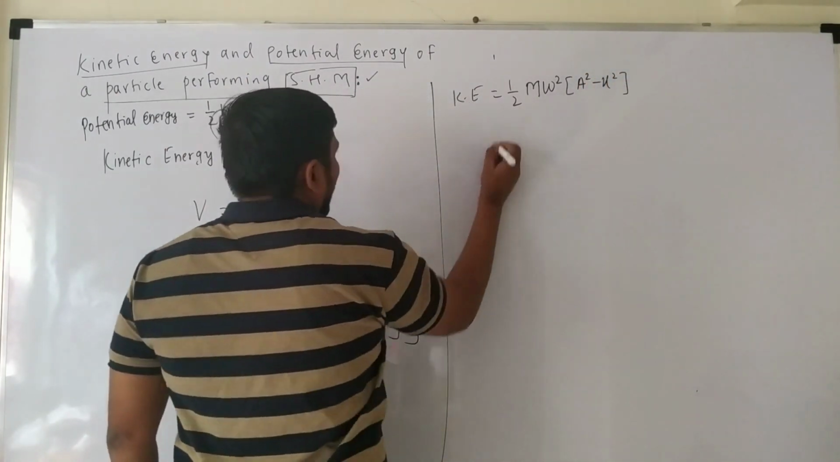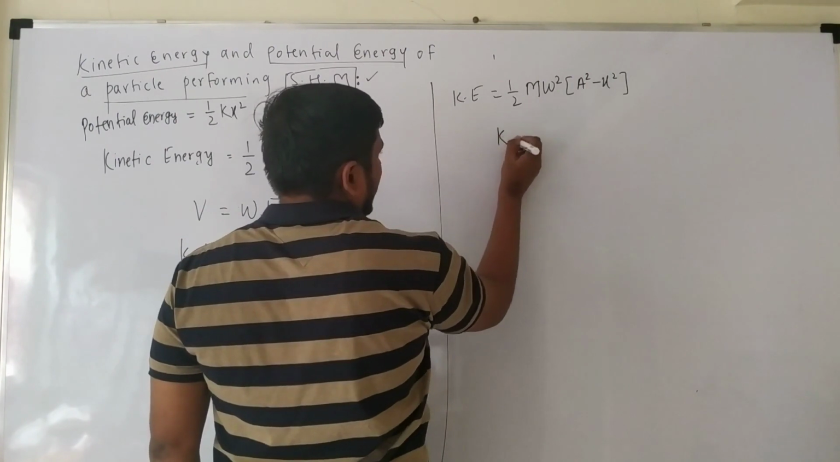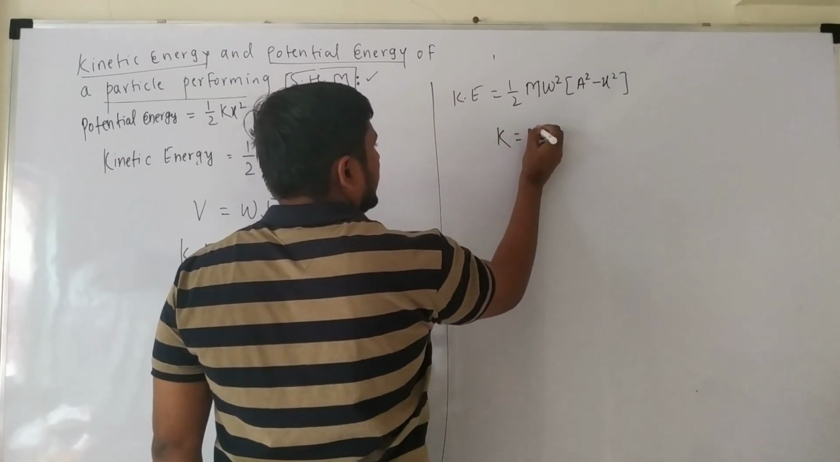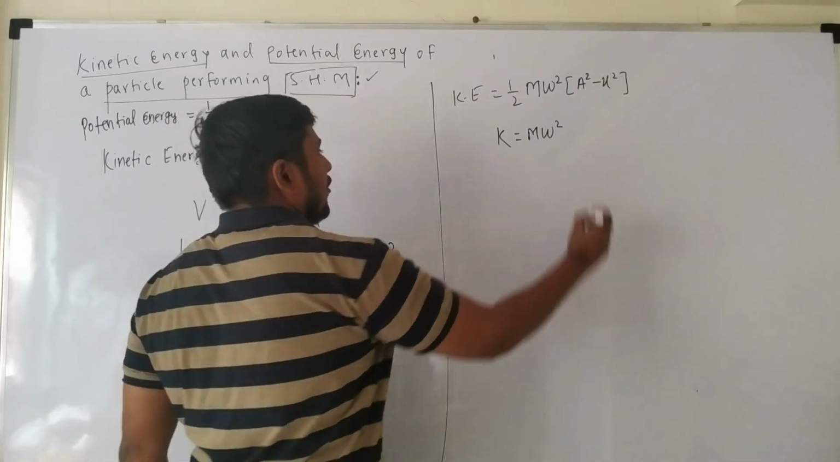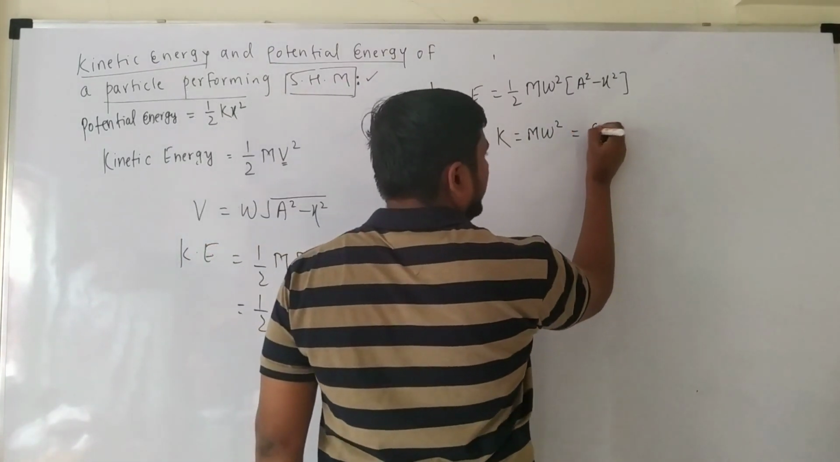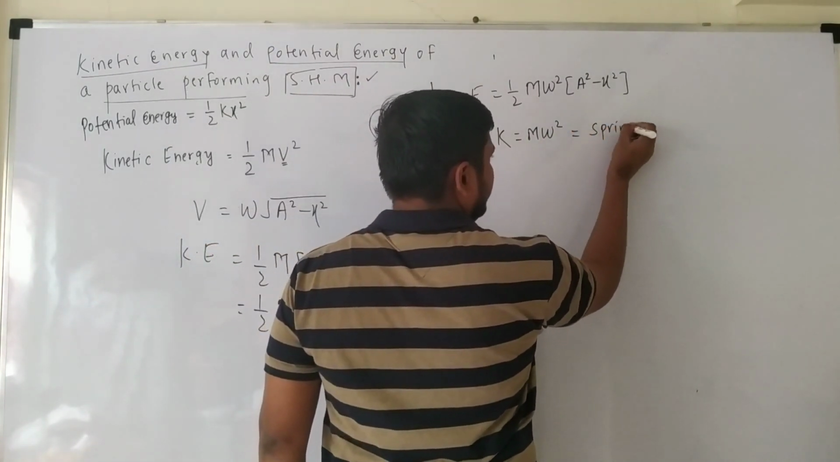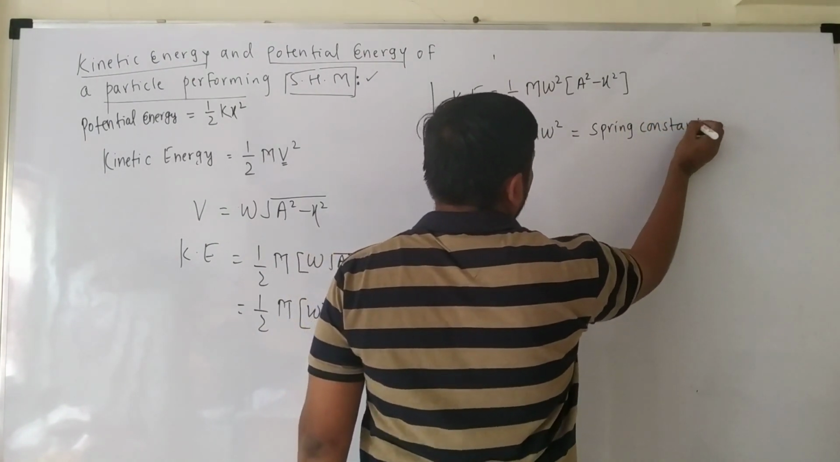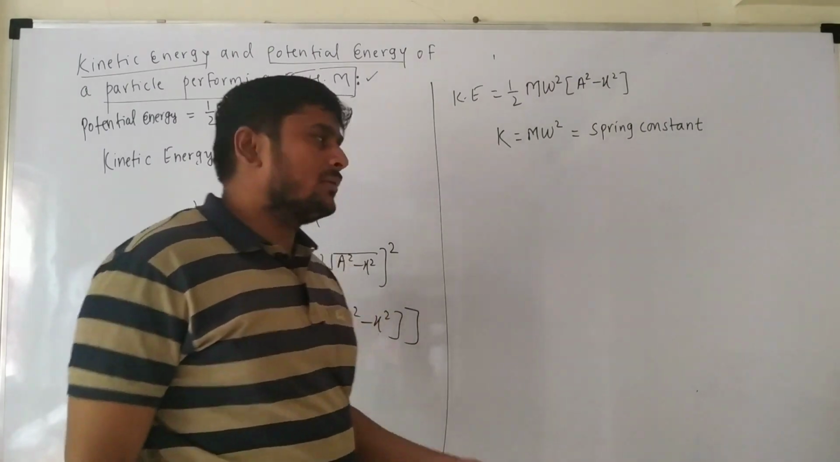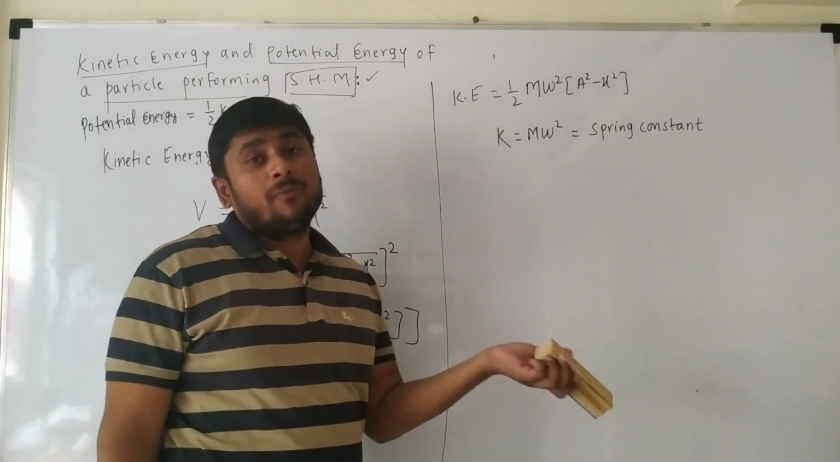But we are already aware that k is equal to m omega square. What is it? That is nothing but a restoring constant, or the spring constant, or the force constant. It can be considered as a spring constant. That depends on the material of the spring. Its value varies as the material of the spring varies, right?